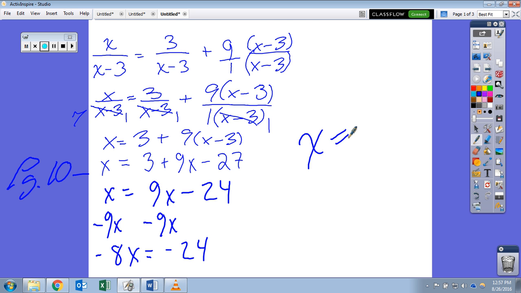x equals 3. I got it right. Now what's one thing that we should always do if we have the time? Go plug it back in. Plug it back in, test your solution. So where's the original guy? Is that him right there?